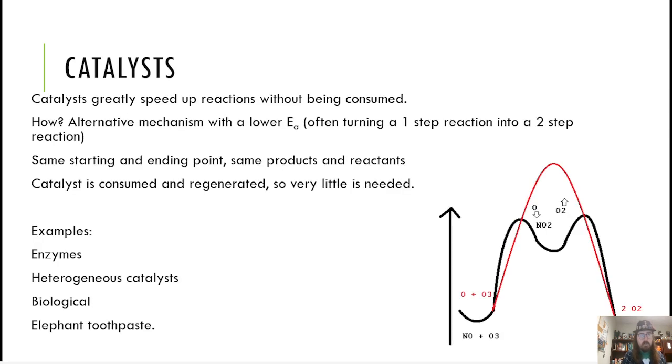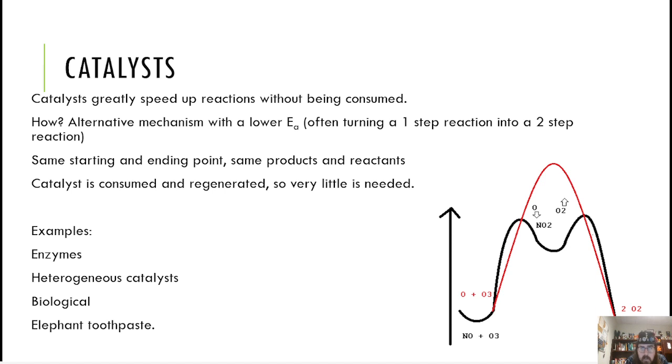Now, to end things up, we're going to talk about catalysts. What do catalysts do? Well, catalysts greatly speed up our reactions without being consumed. How does this happen? They work typically by creating an alternative mechanism that has a lower activation energy. So oftentimes we turn a one-step mechanism into a two-step mechanism, forming some sort of intermediate.